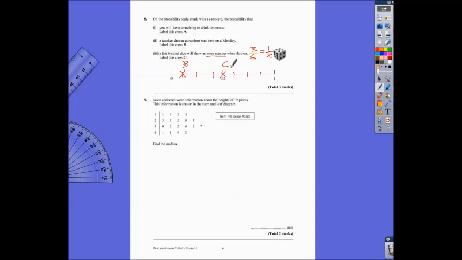Question 9. Jason collected some information about the heights of 19 plants. This information is shown in the stem and leaf diagram. And the key here says that 4 line 8 means 48 millimetres. So if you're ever asked to draw a stem and leaf diagram, make sure you always include a key. It says find the median. Well, the median is the middle number.